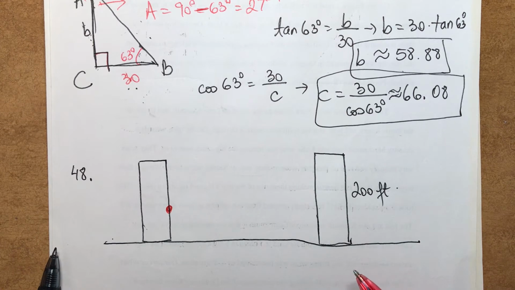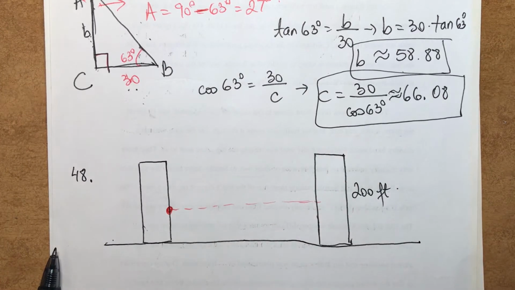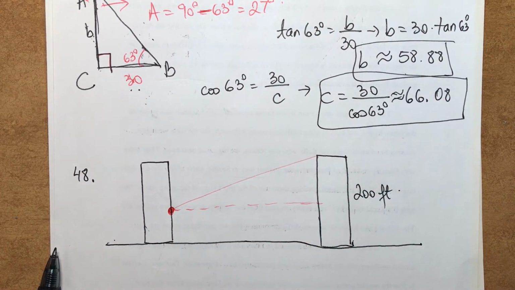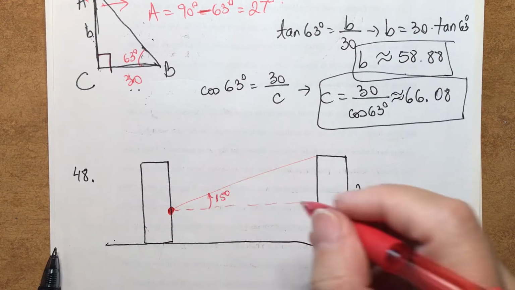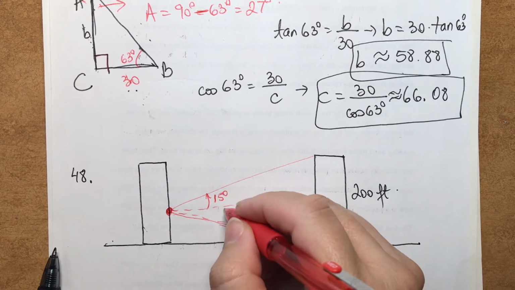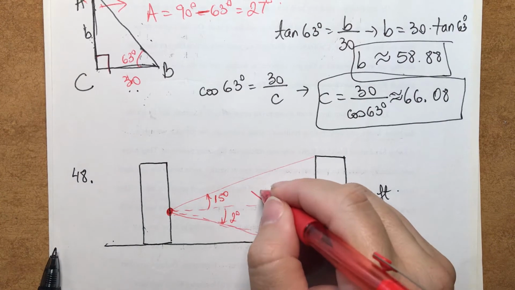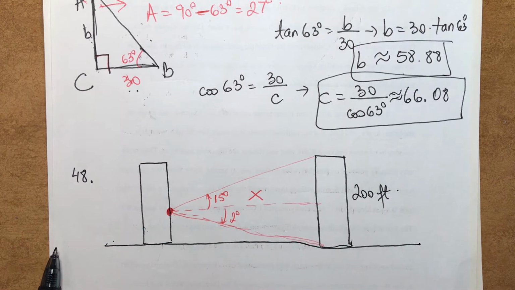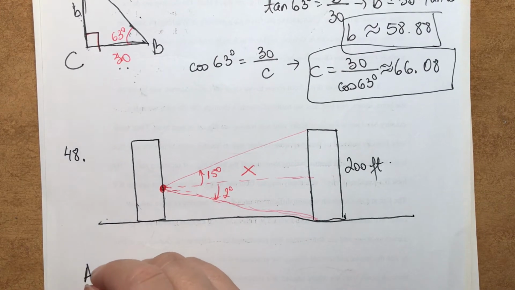Now, he measures the angle of elevation, and I'll tell you in a minute what an angle of elevation is, but the angle of elevation to the top of the building is 15 degrees, and the angle of depression to the bottom of the building is 2 degrees. Knowing this, could you find how far away this building is from where this guy is in the window? What's the distance between the two buildings? Let me first tell you what an angle of elevation is and what an angle of depression is.